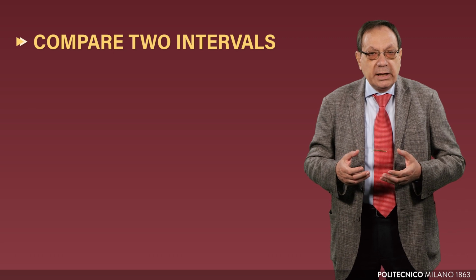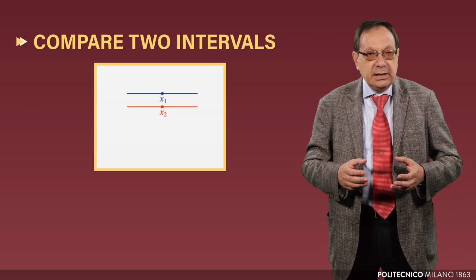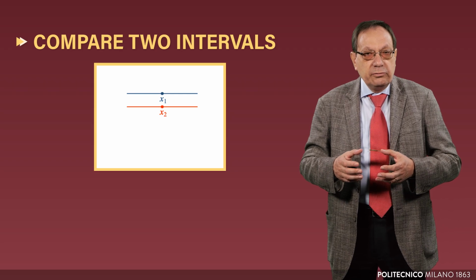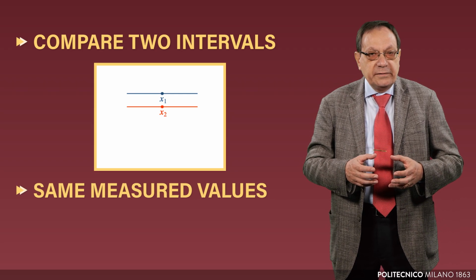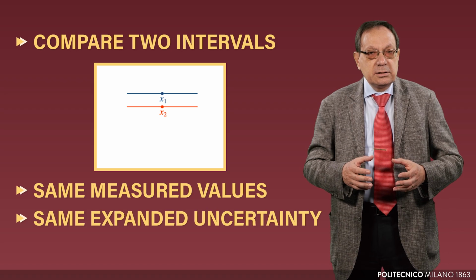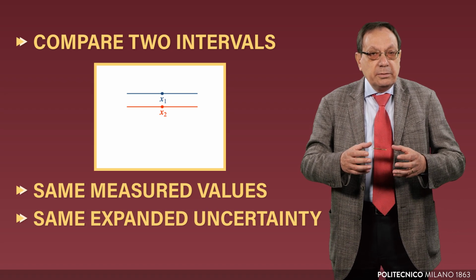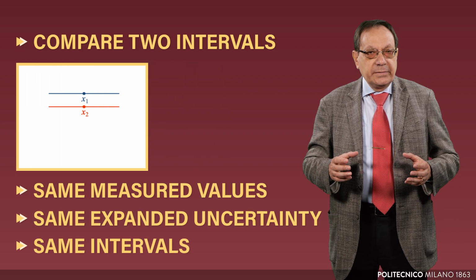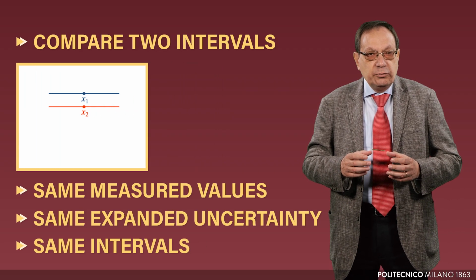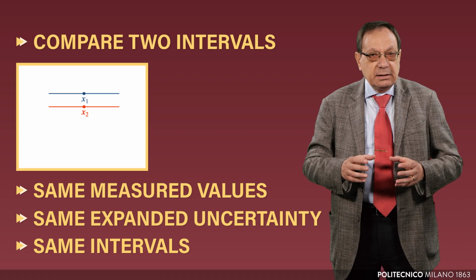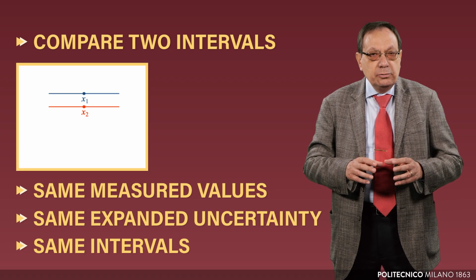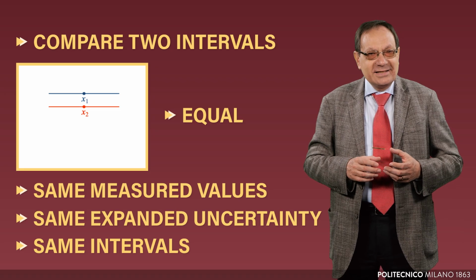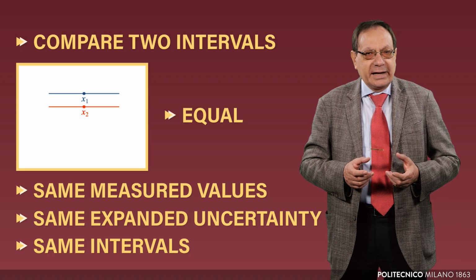The first is the one you see represented graphically here. For the two measurands x1 and x2, we have obtained the same measured value and the same expanded uncertainty. So, the measurement results are expressed by exactly the same interval. This is the only case in which we can say in a strict mathematical way that the two measurement results are equal, but it is also a case that never occurs in everyday practice.